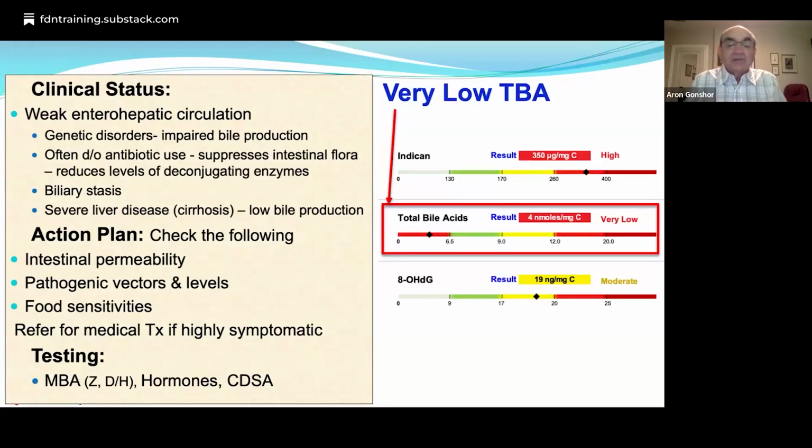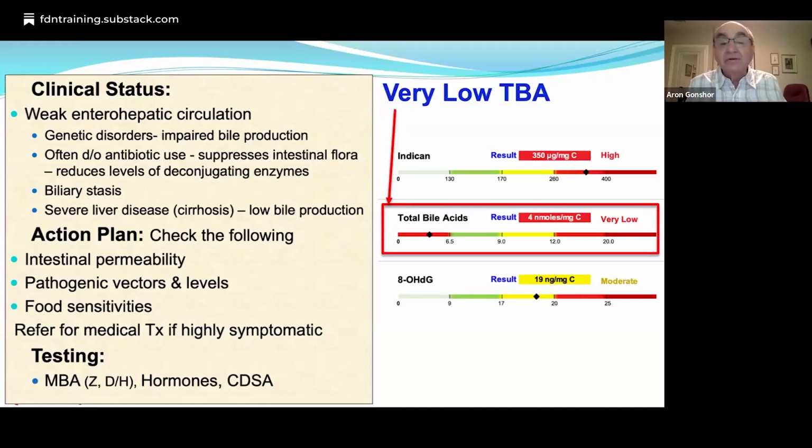Biliary stasis, the bile is not functioning properly. They've got severe liver disease, cirrhosis. They're drinking too much, let alone anything else which is causing it. And that's going to cause low bile production. And then they're into a vicious cycle.